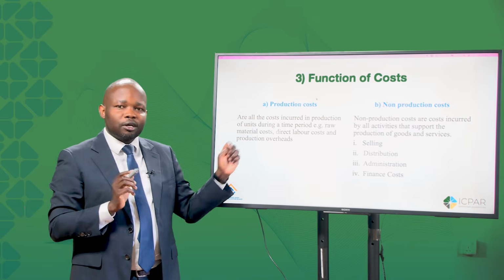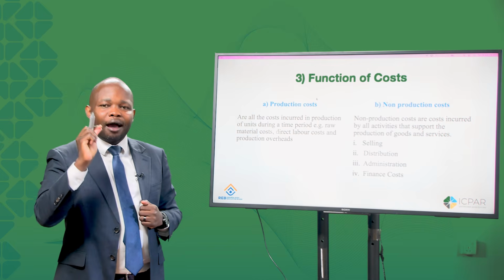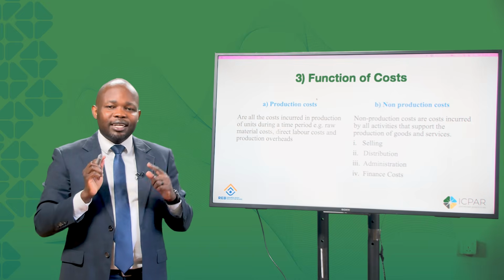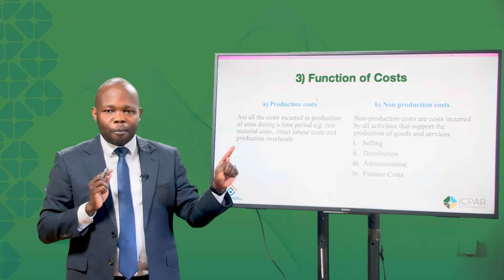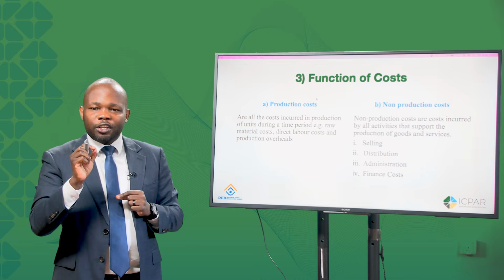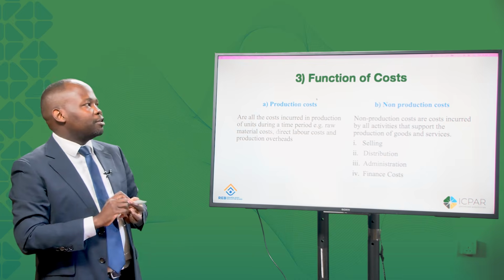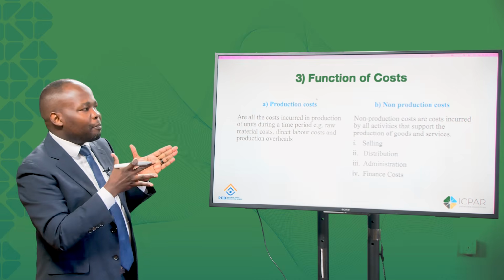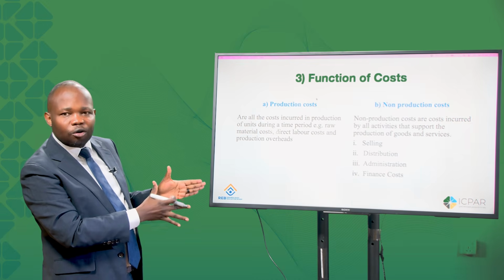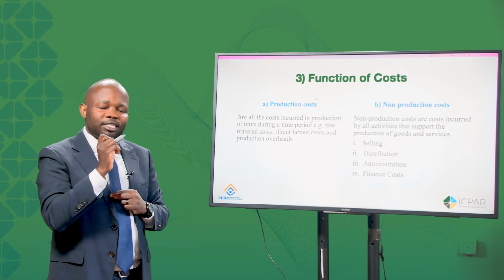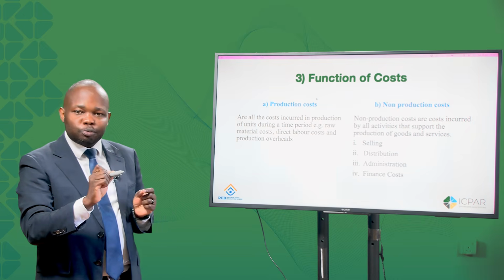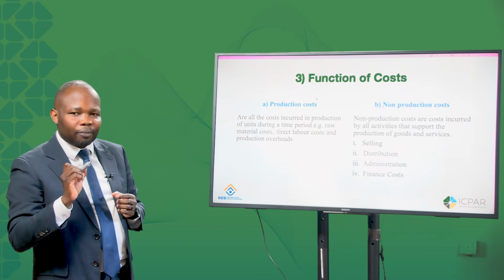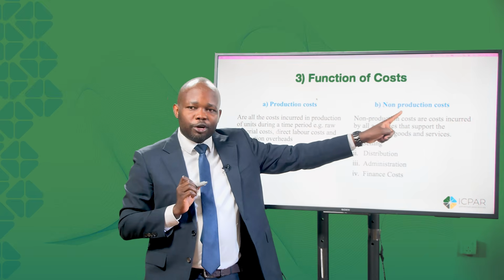What are production costs? Costs incurred to make a product. But we also have another definition of production costs as costs incurred from the time you are buying raw materials until when the finished product is made. On the other hand, we have non-production costs. Costs incurred to support the production process. Or the second definition is costs incurred after the finished product has been made until the product is sold to the final consumer.